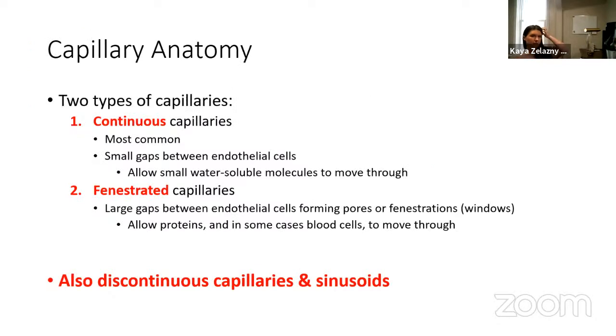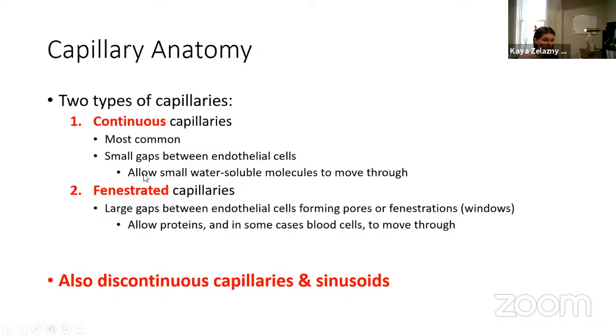So I'm going to draw here. Okay. So I said there are a couple different types of capillaries. Our most common are the continuous capillaries. So that's mostly what we're thinking about. The key to continuous capillaries is that they're going to have small gaps between the endothelial cells. So they're going to allow some small water-soluble molecules to move through, but they're not allowing proteins to travel through.